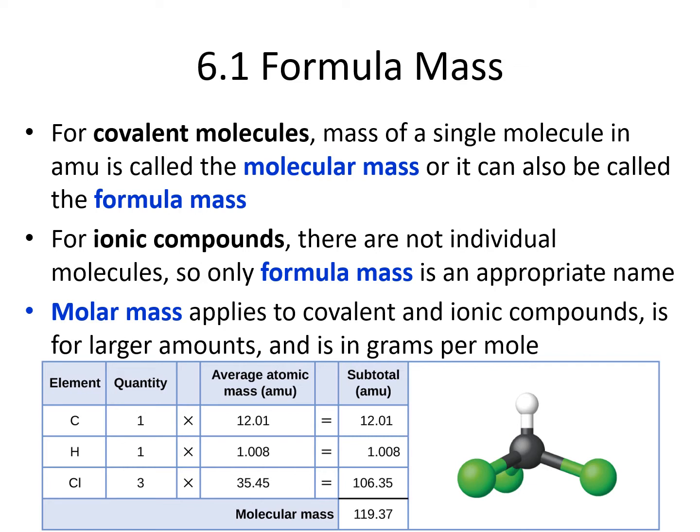Whether we use the term molecular mass, formula mass, or molar mass, we go about our calculations the same way. We take each of the elements' masses from the periodic table and add them up. For example, for CHCl3, we would have 1 times the mass of carbon plus 1 times the mass of hydrogen plus 3 times the mass of chlorine from the periodic table, and add them up.